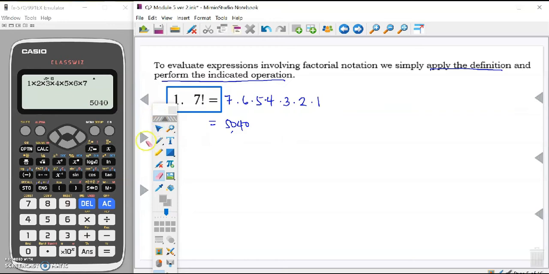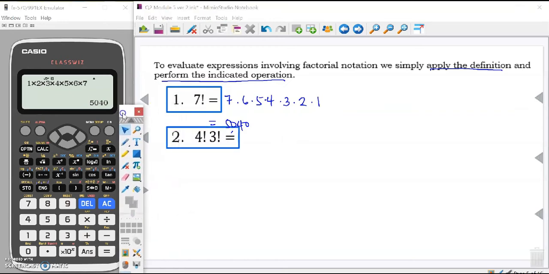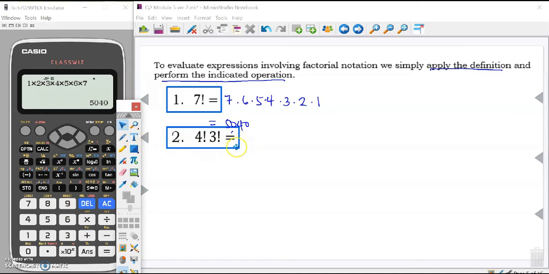Okay, let's continue. Let's have the second item. Second item is 2 factorial times 3 factorial. Is 2 factorial times 3 factorial equal to 12 factorial, teacher? The answer is no. Why? Remember, the way to evaluate an expression is to apply the definition, then perform the indicated operation.